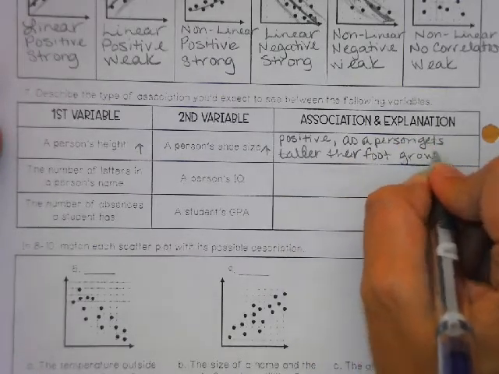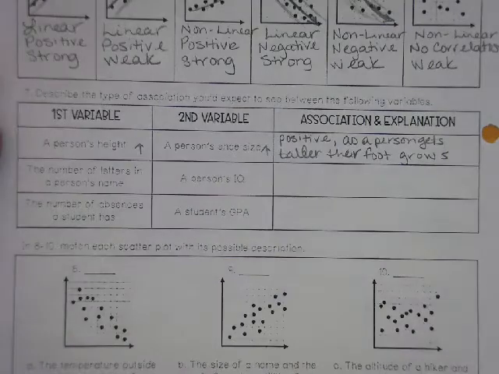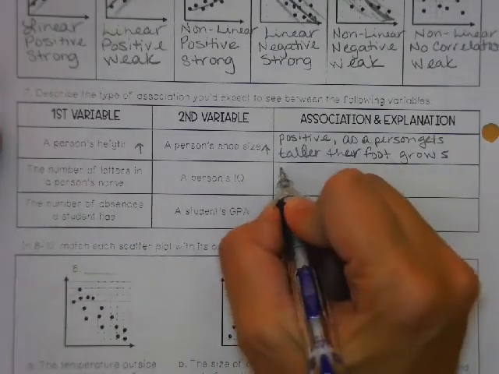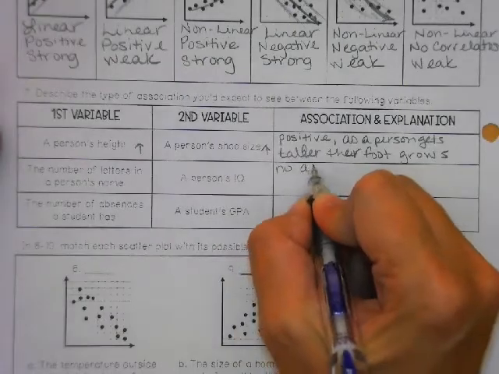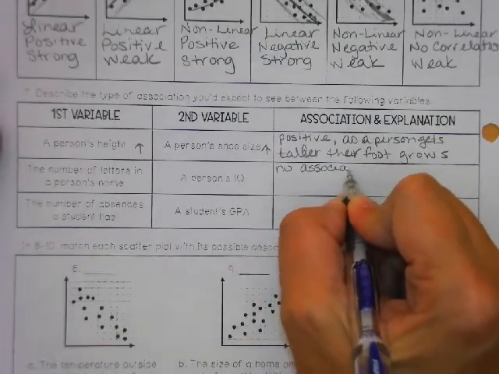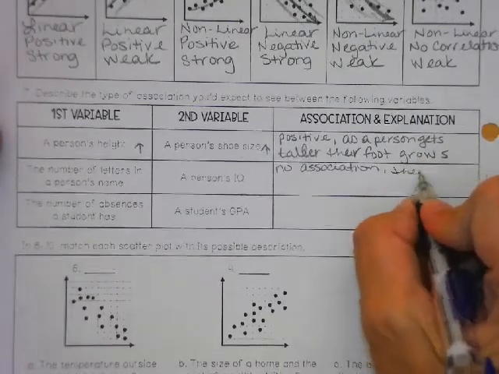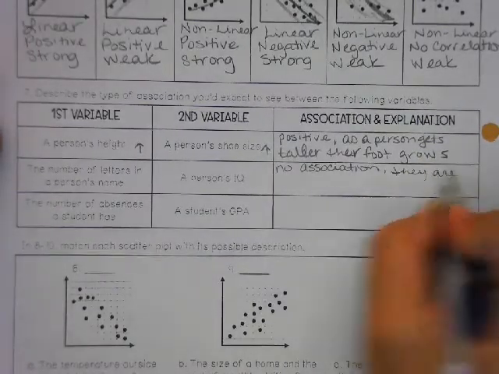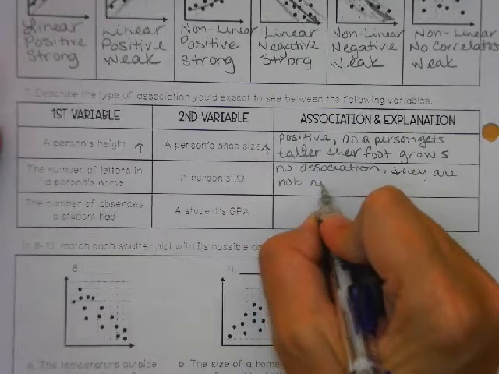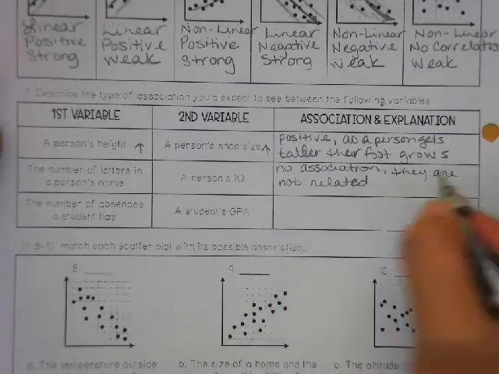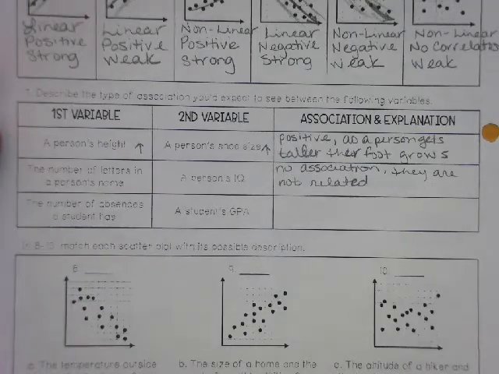The number of letters in a person's name and their IQ. Well, if you have a lot of letters in your name, does that mean you're super, super smart? No, not really. So this would be a no association or no correlation. We can say they are not related. If they were related, then maybe everybody would have super long names to match their super high IQ.